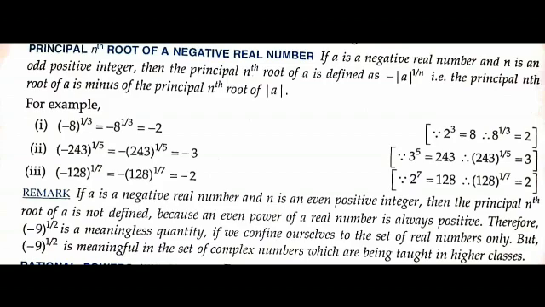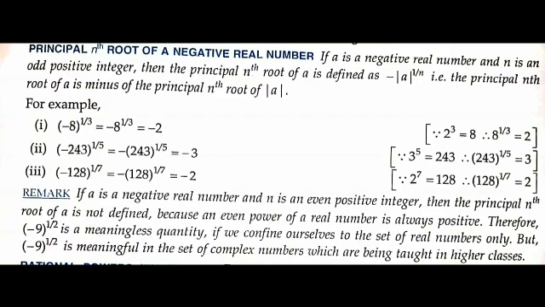Let us try to understand this considering a few examples. And here we have minus 8 to the power 1 by 3. So we will write it as minus separately and 8 to the power 1 by 3, which gives minus 2. Since we know the cube of 2 is equal to 8, we will write cube root 8 is equal to 2.